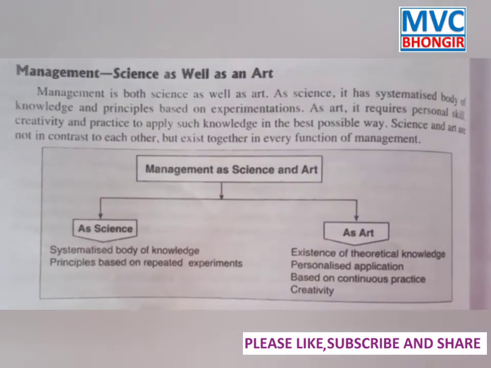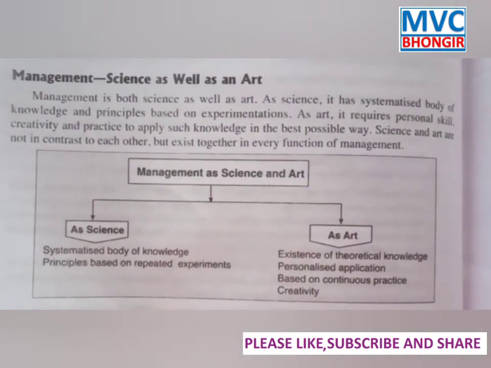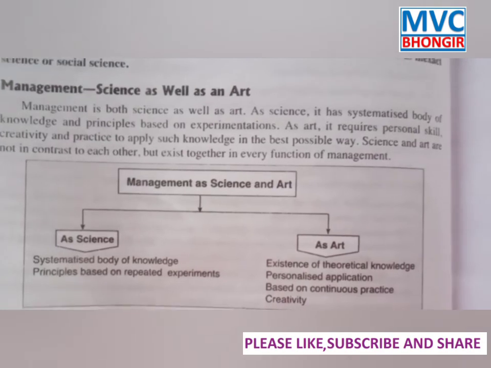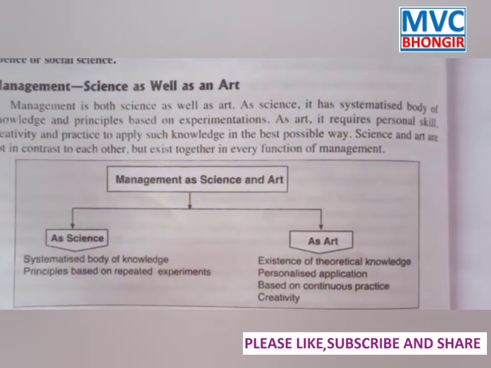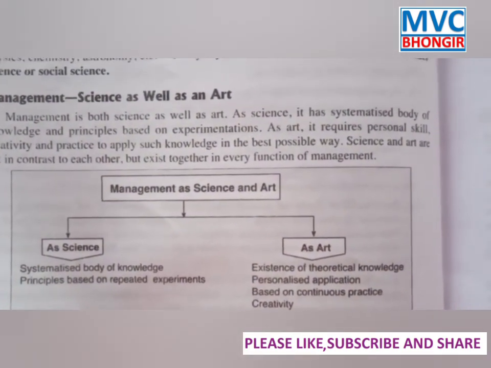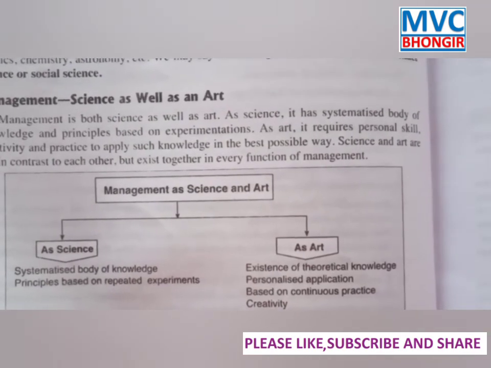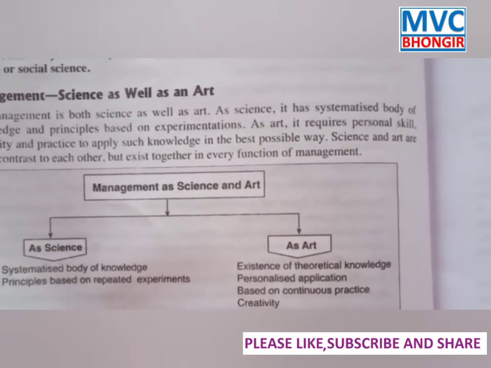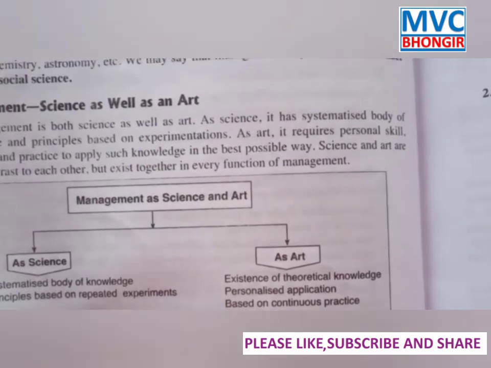Management as a science uses a systemized body of knowledge and principles based on repeated experiments. Management as an art uses existing theoretical knowledge and personalized application based on continuous practice and creativity.